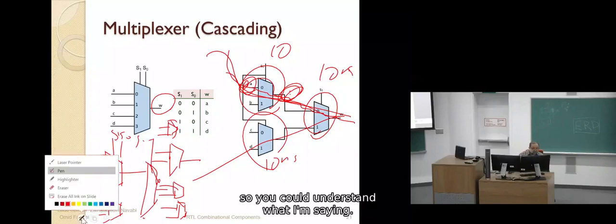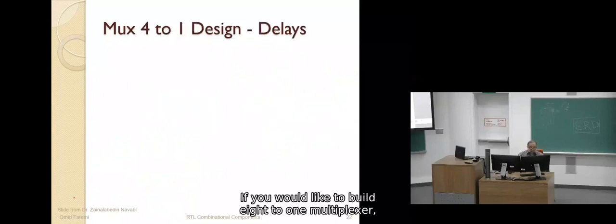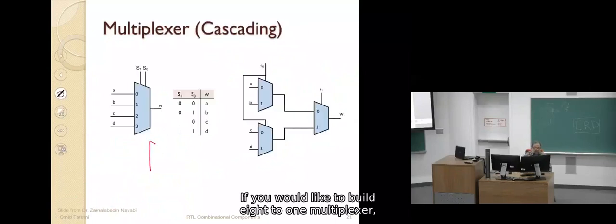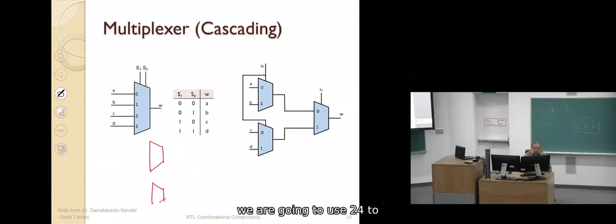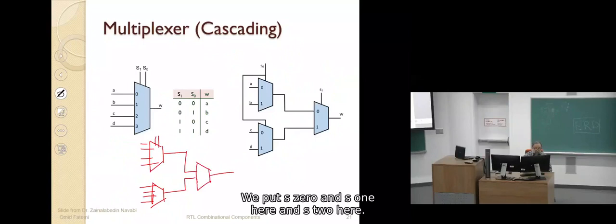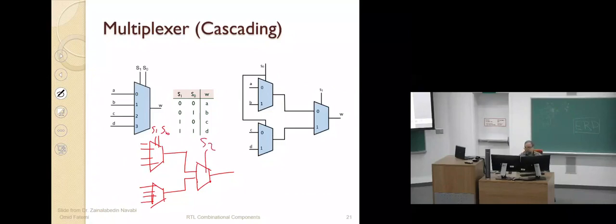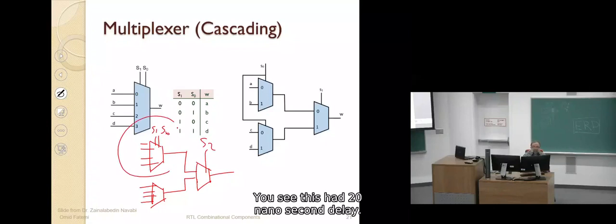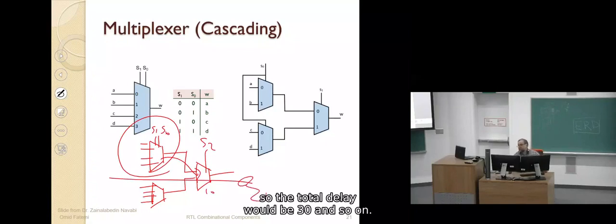Let me draw it good for you so you could understand what I am saying. If you would like to build 8 to 1 multiplexer, we are going to use 4 to 1 multiplexer and then 1, 2 to 1 multiplexer. So we put S0 and S1 here and S2 here. Okay? Any objection? And you see, this had 20 nanosecond delay. Now we added 10 nanosecond again, so the total delay would be 30. And so on. So if we add more levels, the delay would get more and more.